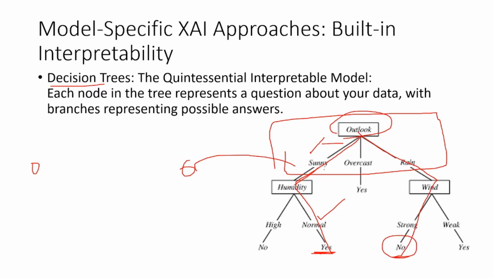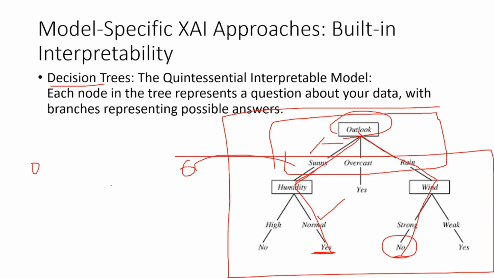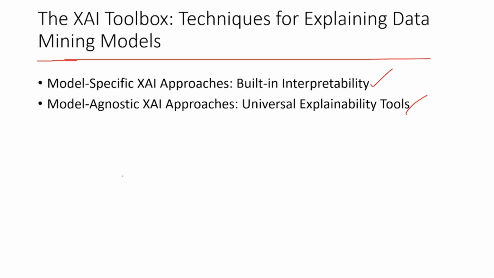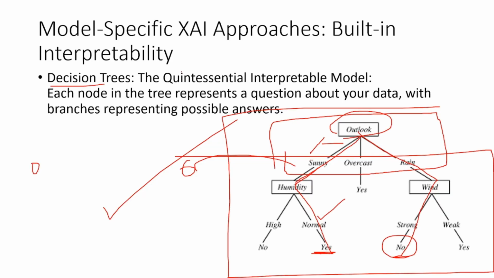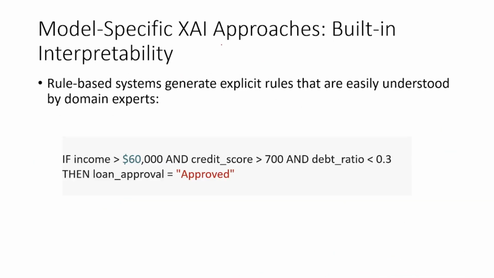As you can see, while looking at the decision tree, I can take the decision completely. We can understand why a particular decision is being taken. Similarly, we have rule-based systems. If a particular person's income is greater than $60,000 and the credit score is greater than 700 and his debt ratio is less than 0.3, you can approve his loan. We can understand from here why this particular person's loan is being approved or not approved in a rule-based system.